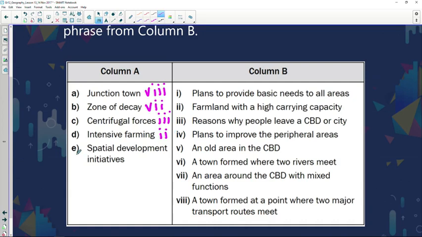E, the SDI, Spatial Development Initiative, will be number 4. Plans to improve the peripheral areas. How can we improve the areas? How can we make it more industrial with secondary activities to be more profitable?